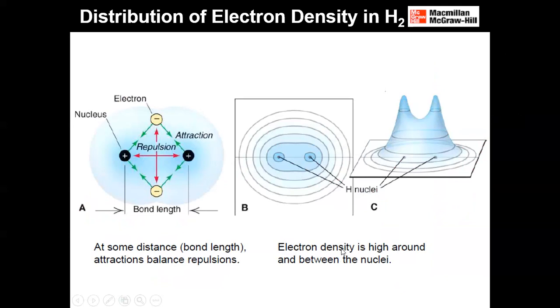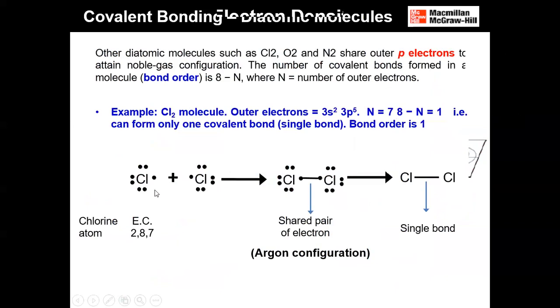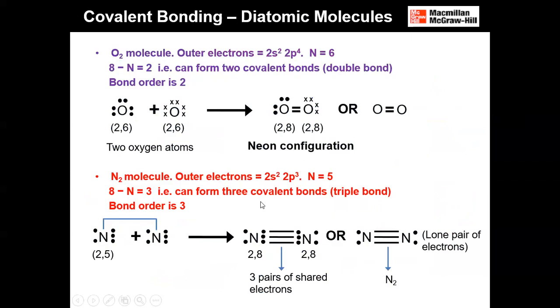So let's see the distribution of the electron density in hydrogen. If you look here, at the same distance, the attraction and repulsion are in equilibrium. So electron density is high around and between the nuclei. That's why the electronegativity difference is 0, or between 0 and 0.5. We call it non-polar covalent bonding. Other diatomic molecules such as Cl2, O2, N2 are also covalent bonding, by sharing their electrons. For O2, this is in terms of the neon configuration, O=O.